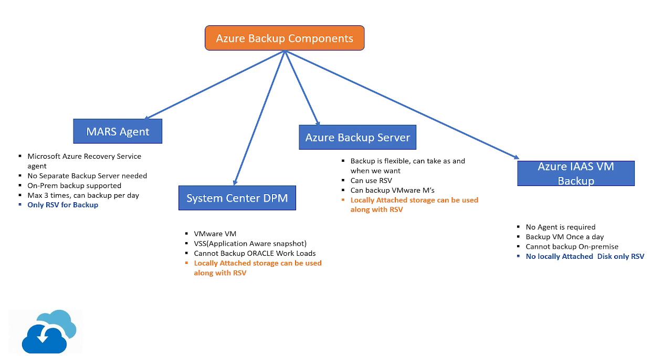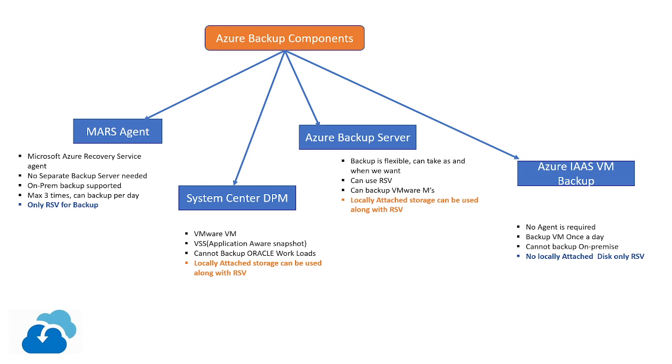Of these four, you have to consider only the last two; the first two you should just be aware of. The MARS agent is used to back up on premises or physical servers. System Center DPM supports the virtual VMware environment, and Azure Backup Server supports all virtual machines, databases, everything. You should be aware of it. System Center DPM cannot back up Oracle workloads. Also, locally attached storage can be used along with the RSV, which means in System Center DPM you can leverage the on-premises storage as well.